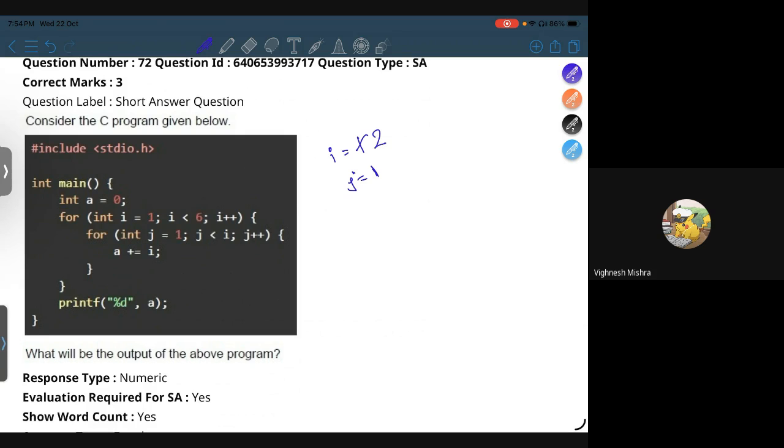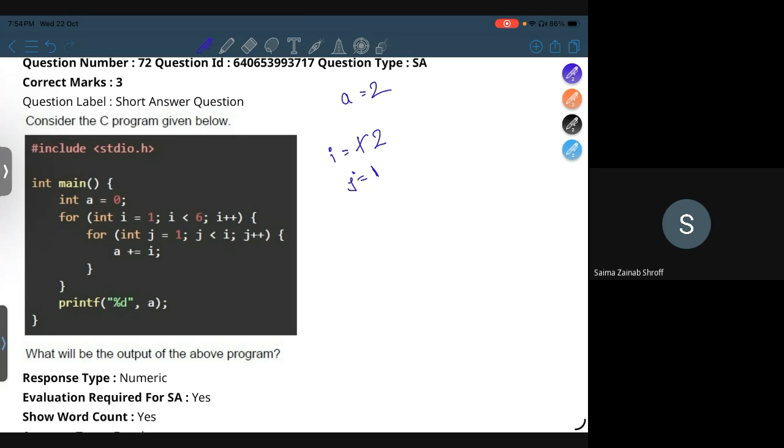So it will take A plus equal to I. A is initially 0 and I is 1. It will add a 1 here. Wait, it is adding I, not J. So it'll add 2. A will be 2.